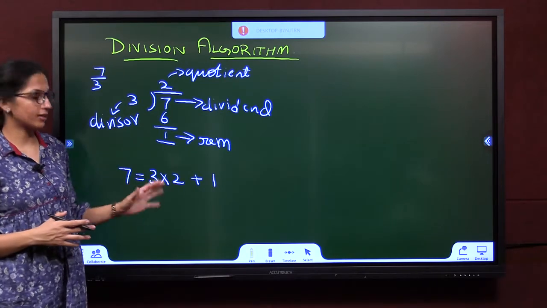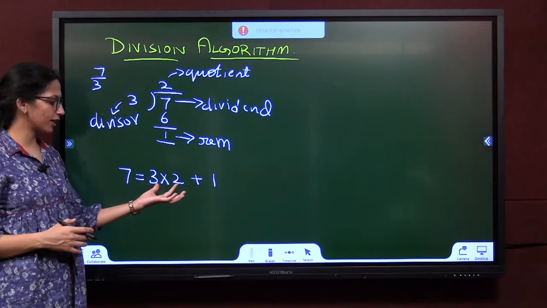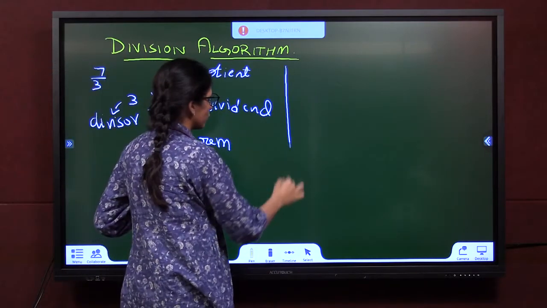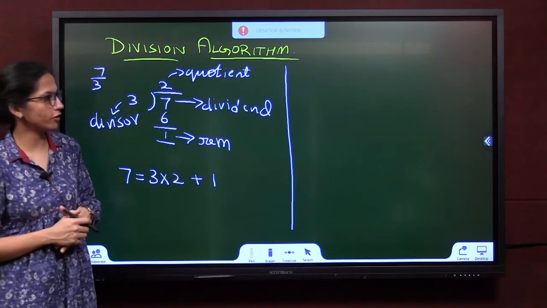This is just for you to understand. I hope you understood this. 7 is equal to 3 into 2, 6, 6 plus 1, 7. Correct, valid. Now, how do we apply this to our polynomials?